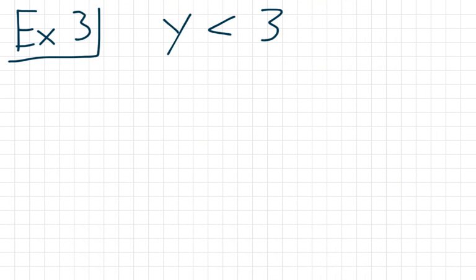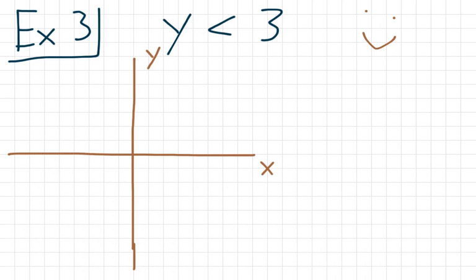Okay, next example. Looks like this. y is less than 3. Well, good news. The first step's done. I've already got y by itself. So now I just draw my axes. And there they are. So y is less than 3. Because it's just y, this is going to be a horizontal line. So horizontal. I won't say it 4 times like Khan Academy. Horizontal.